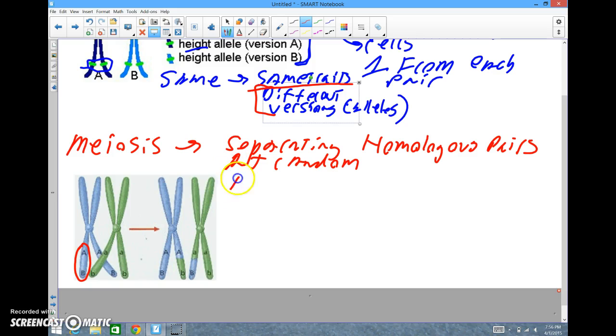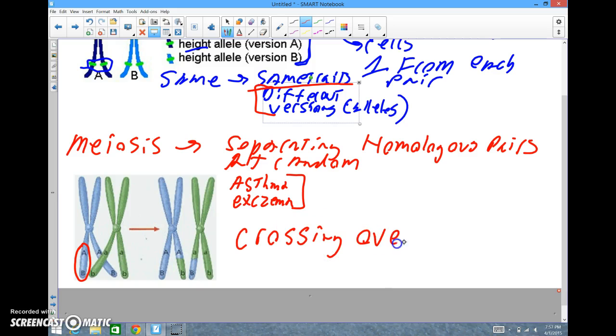And let's say that's the allele for asthma and eczema, something we talked about in class. Since they're on the same chromosome, these two traits should always be passed on together. But they're not. They are a little more frequently than other things, but it is not always together. And the reason for that is something called crossing over, which is basically what you see right here, where the A is going to take this B from the green chromosome and the B from the blue chromosome, and they're going to swap places. So you can see that right there.